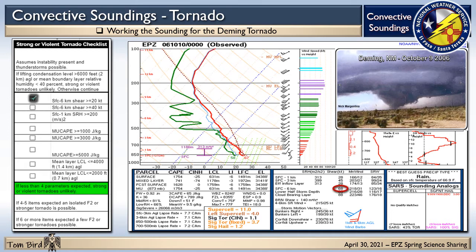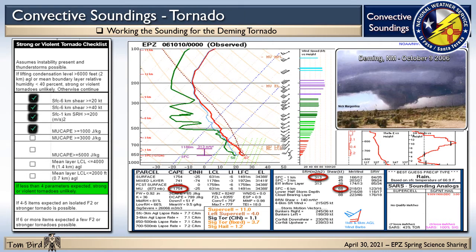The first thing, we'll start out with the shear. The shear on this one from 0 to 6, from ground to 6 kilometers, was 68. If you look on the checklist, that meets both the greater than 20 and then greater than 40 knots. So we get 2 checks there. And we look at the storm relative helicity from surface to 1 kilometer. We get 313, and so we're over that 200. We get another check.